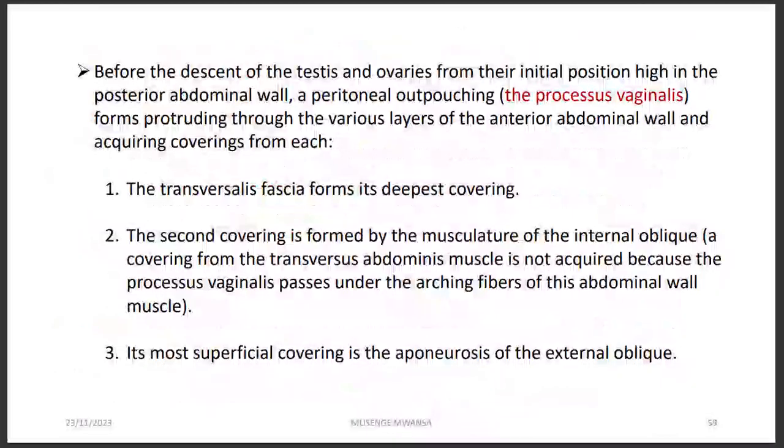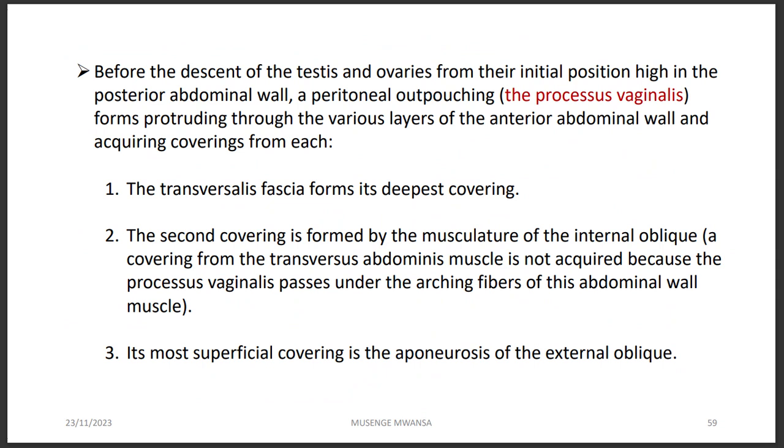Now the transversus abdominis muscle will not form a covering because the processus vaginalis is going to pass under the arching fibers of the abdominal wall muscle. The reason the transversus abdominis is not forming any covering of the processus vaginalis is because it passes below where the transversus abdominis is arching, because it will not continue going down to reach the bottom. There will be a point where it has to stop as you go down. So that is where this is passing.